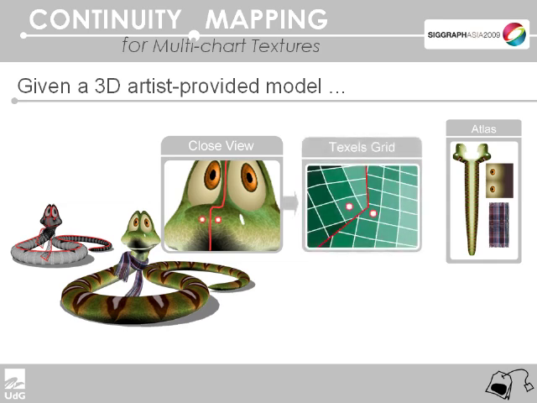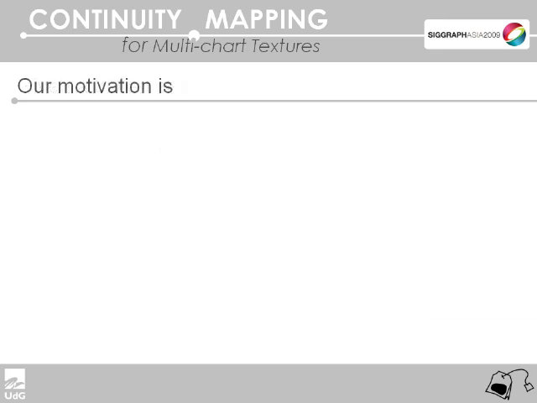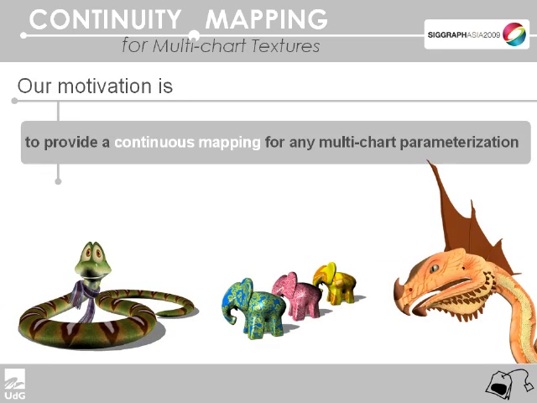When texturing, the standard approach is to perform a bilinear interpolation over a regular grid of texels defined on each chart. These texel grids do not match up at chart boundaries, and bilinear signals defined over two adjacent charts will not be continuous across the boundary. Our motivation is to provide a continuous mapping for any multi-chart parameterization.